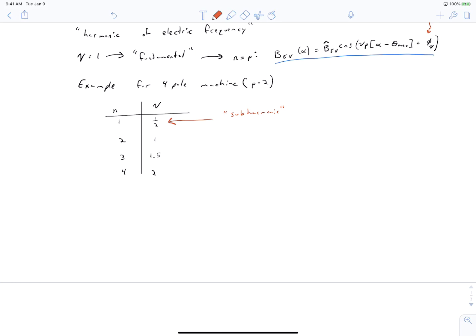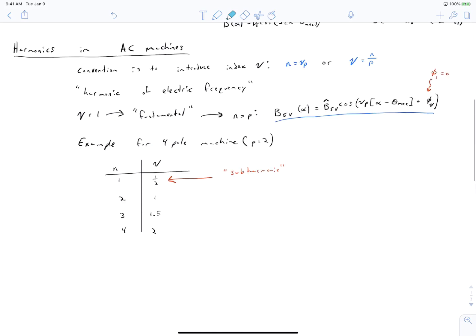However, in practice, especially when we deal with fractional slot windings, we end up with subharmonics, which have a period less than our number of pole pairs. And so when we talk about all this, we will alternate between indexing based on n and indexing based on v, and you'll have to pick this up based on the context. When it's important, I will be sure to point it out to you in the videos. So this answers our two questions.